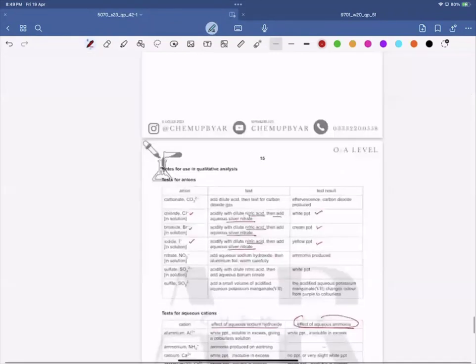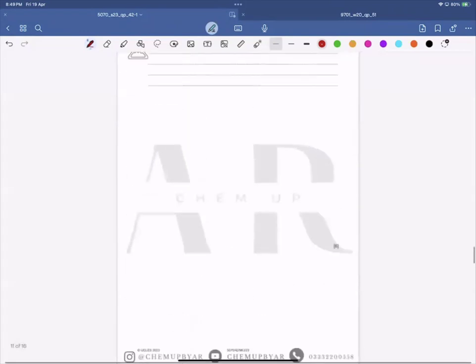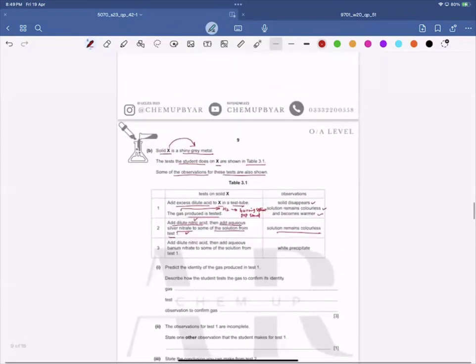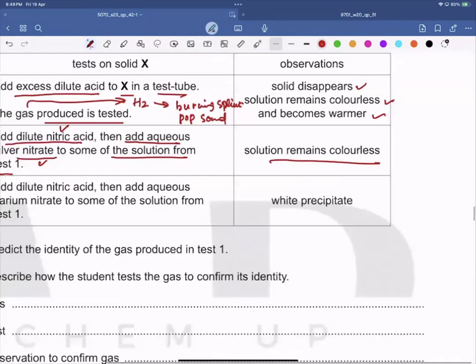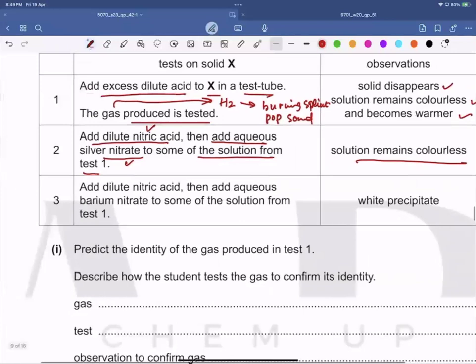So what we can conclude from this is that, as mentioned, the solution remains colorless, so it means no halide ion is there. And what does it mean? No halide ions means no chloride, bromide, or iodide is present in the solution. Is this clear? Okay. Yes, Amal, good.